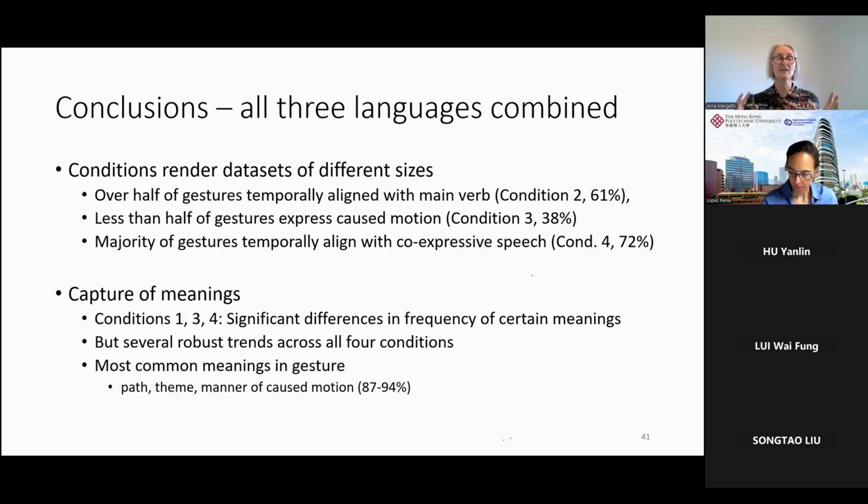And that is regardless of condition: path, theme, manner of caused motion. These 3 are the most common, and the 3 together across the languages covered 87 to 94% of all the gesture meaning components that were expressed in the data.